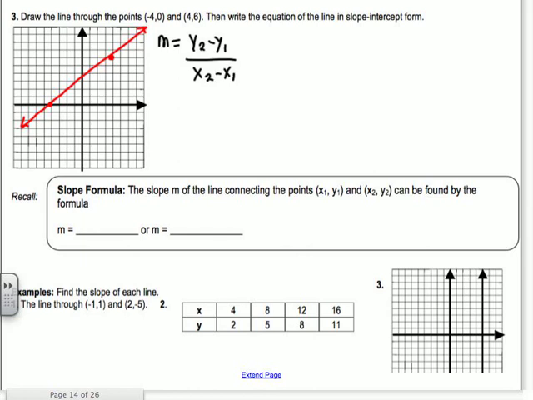We're going to label x1, y1, x2, y2. So my slope is going to be 6 minus 0 over 4 minus -4. So I get 6 over 8, which divided by 2 on the top and bottom, you get 3/4.